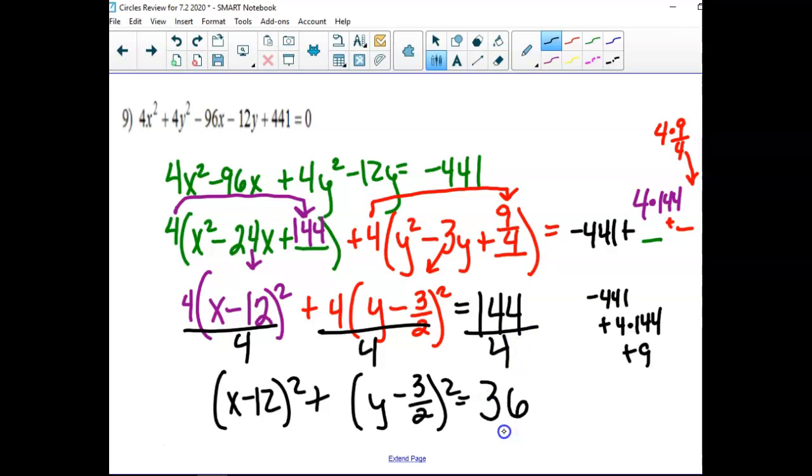What's going to happen when we do ellipses is this one might have a 4 in front, but this one might have a 10 in front. So it's stretched one way more than the other. All right, it's cool. So are we supposed to maybe list the center would be at 12, 3/2, and the radius would be 6? All right, moving on.